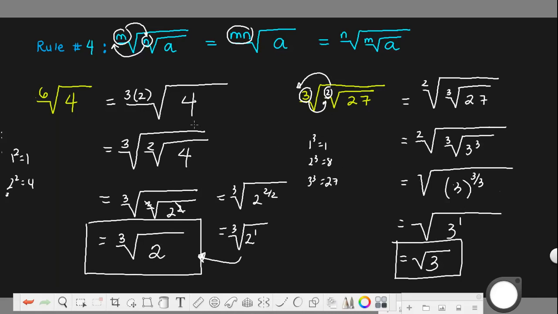Take note of the number. Dapat malalaman nyo agad yung number kung perfect square number or perfect cube number. And I hope you learned something about this lesson. And for the next lesson, we will simplify radicals. Okay? From the laws, from the rules na itinuro ko sa inyo, we will simplify radicals na.